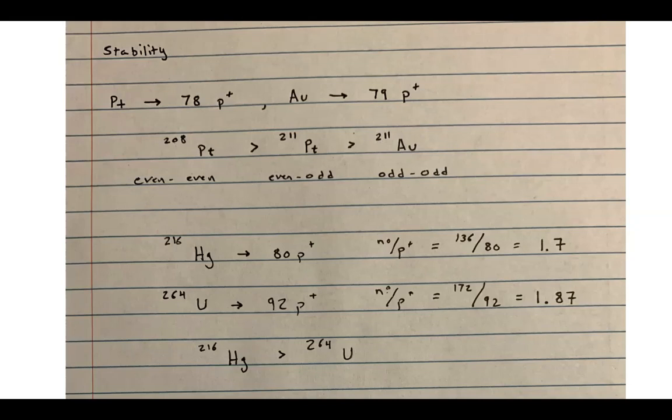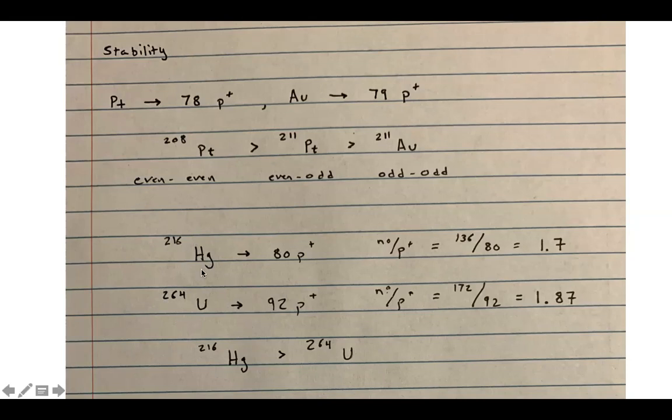Okay, now let's look at the second example, which was looking at uranium versus mercury. Okay, so mercury was 216 as its mass number, uranium 264. Now as a very general rule of thumb, as the number of protons increases, typically that isotope is more unstable. Okay, so as a general rule, we would expect uranium to be more unstable compared to mercury.